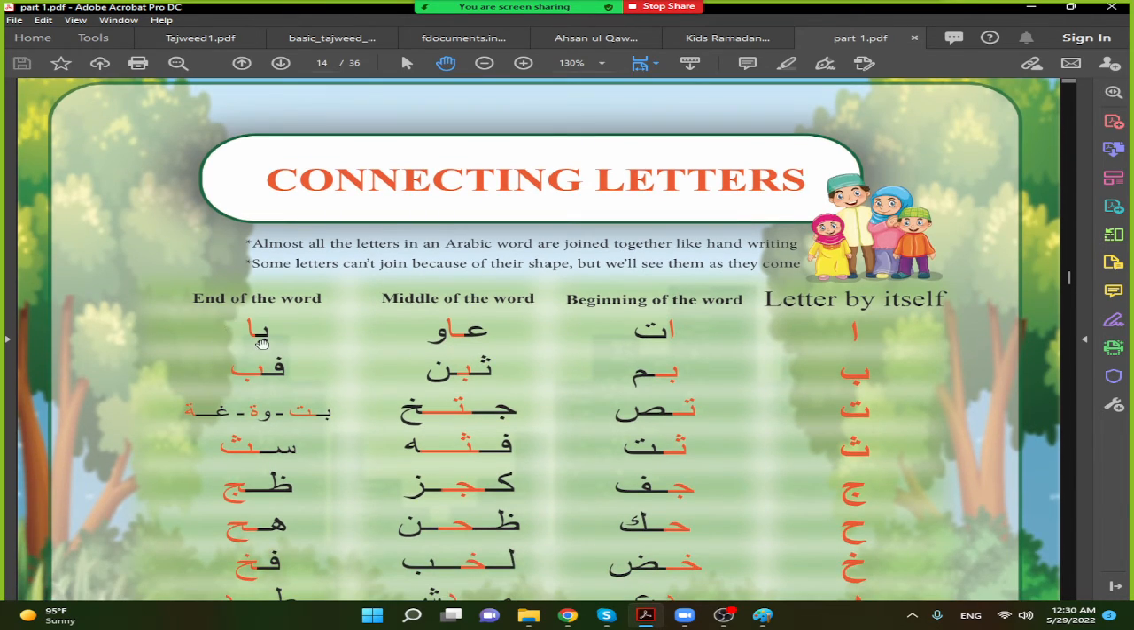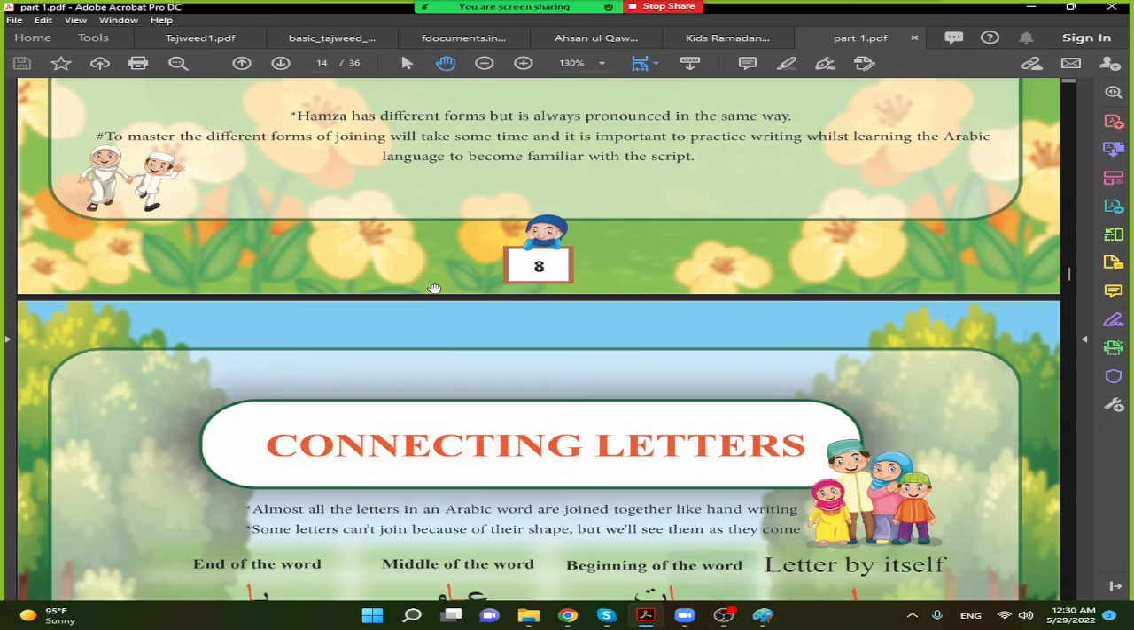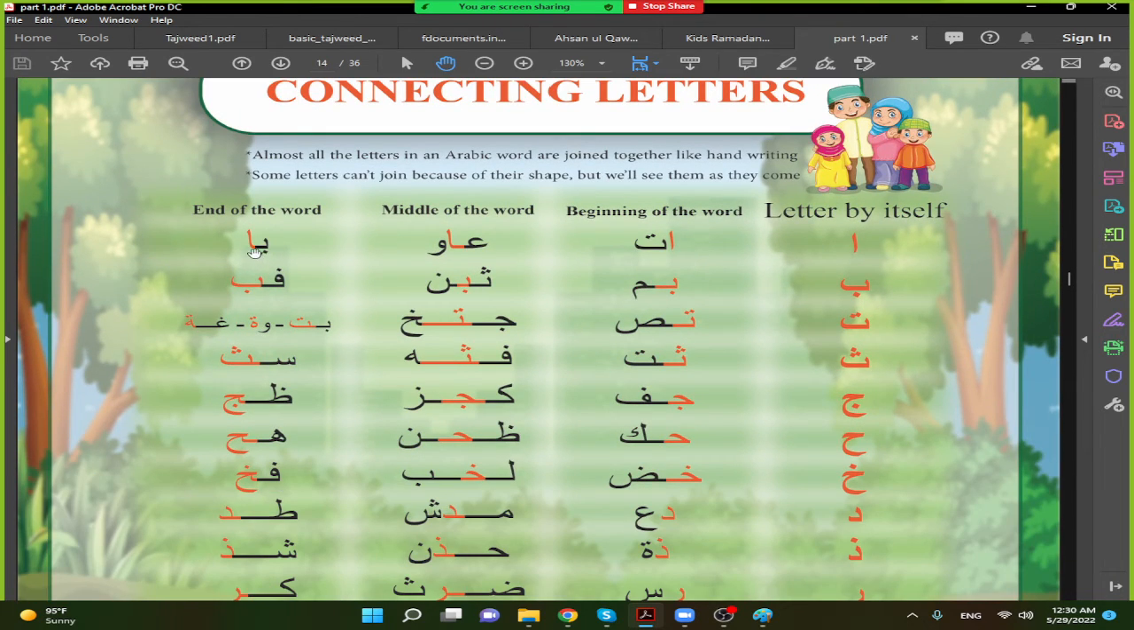Okay, what about this? How many dots underneath it? Two. So what is the letter you saw on the previous page with two dots underneath it? Okay, so what is this one now? Ya and Alif. Very good. I know it's a little tricky.